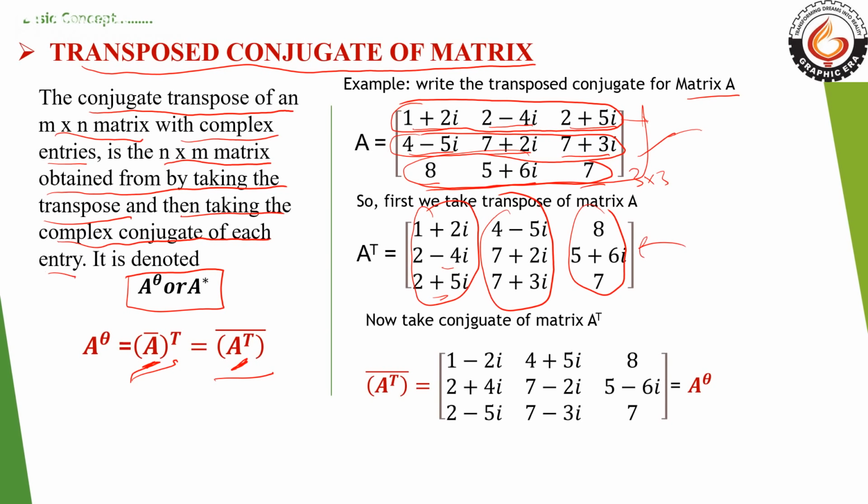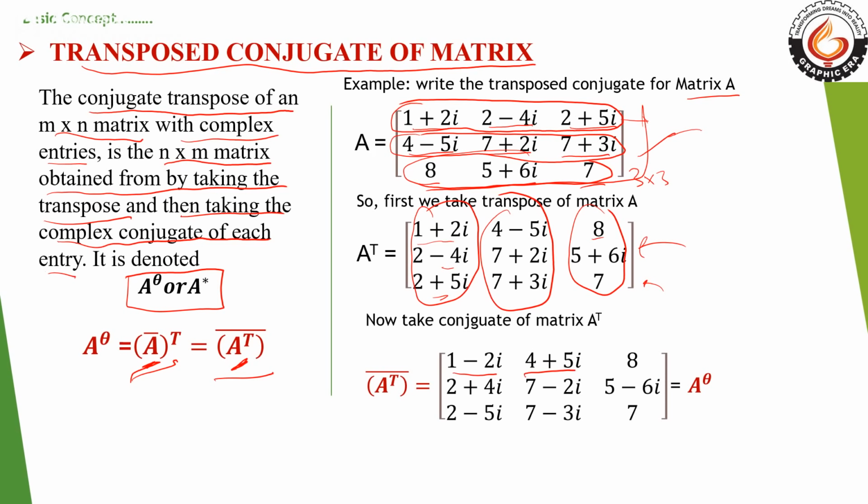Now if we take the conjugate of that matrix, it means we just take the conjugate of each element of that matrix. The first element is the complex number 1 plus 2 iota, so the conjugate of that element is 1 minus 2 iota. 4 minus 5 iota, the conjugate is 4 plus 5 iota. And 8 is a real number, so its conjugate is 8.